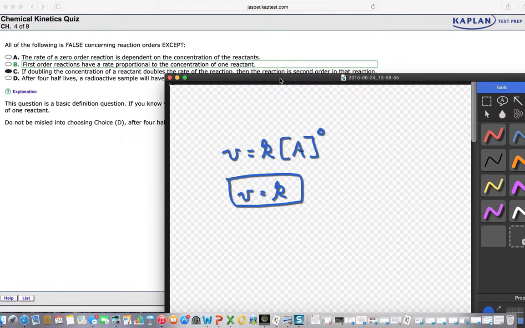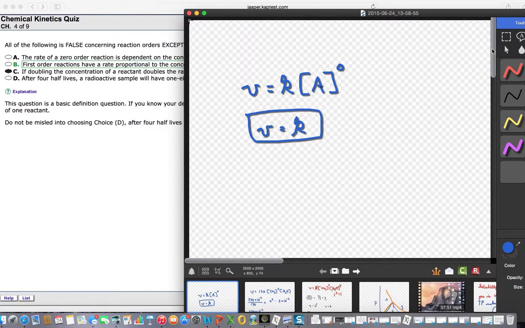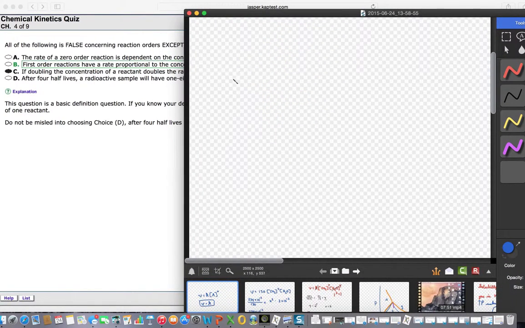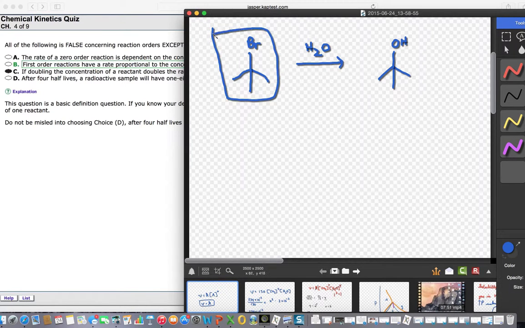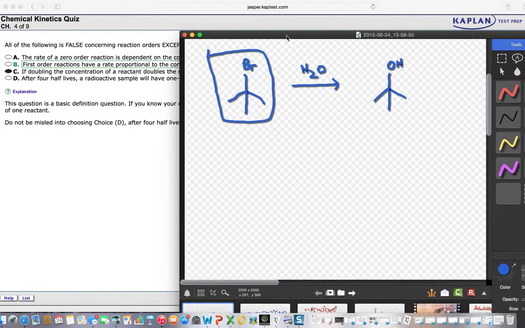First order reactions have a rate proportional to the concentration of one reactant. That is always absolutely true. In fact, if we consider SN1 reactions, we've seen this before, that if I have T-butylbromide and I react it with H2O to produce T-butyl alcohol, this is dependent only on the concentration of the substrate, one reactant. So choice B is the credited response.